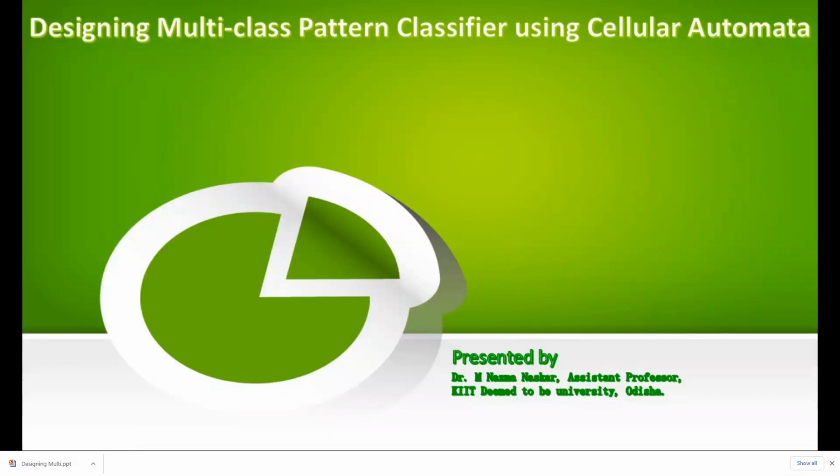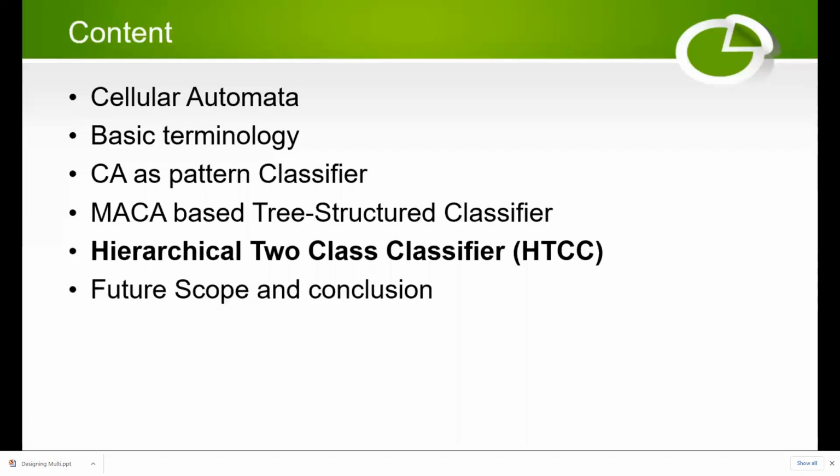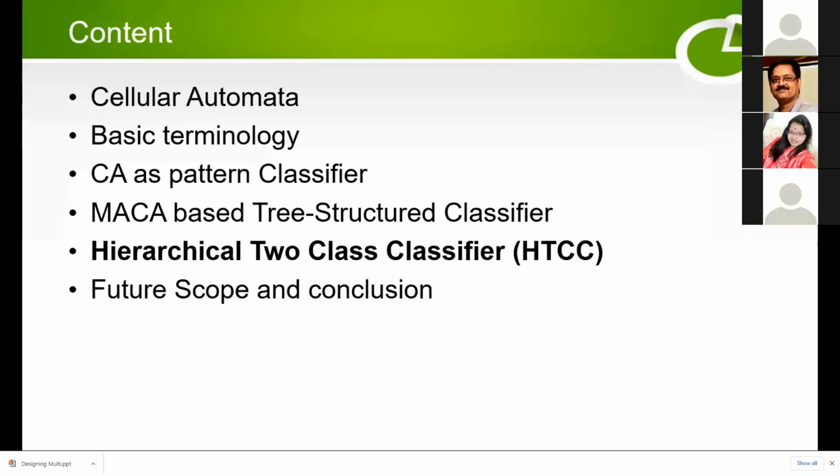Myself, Dr. Nazma Naskar, and today I am going to present on designing multi-class pattern classifier using Cellular Automata. Regarding this, first of all, we will discuss what is Cellular Automata, and then we will discuss some terminology of Cellular Automata, which help us to define how Cellular Automata can be used as a pattern classifier.